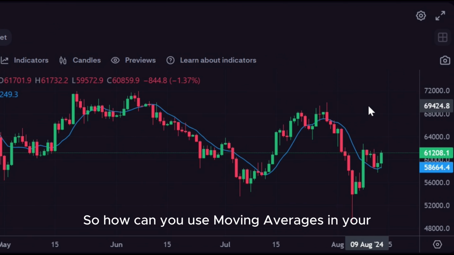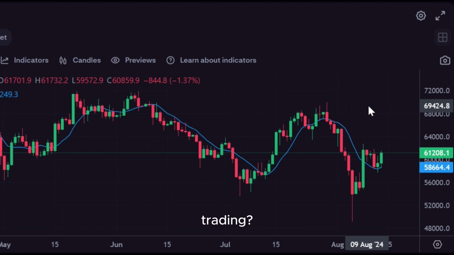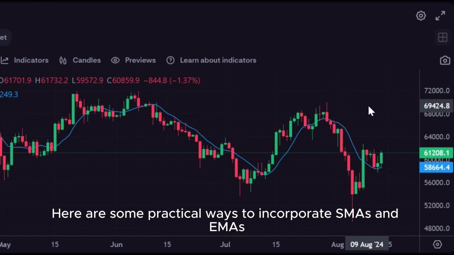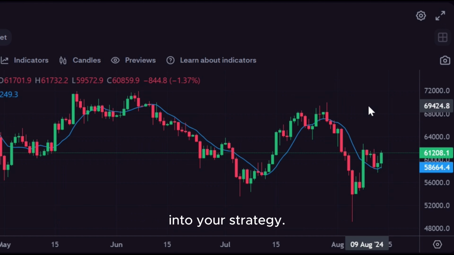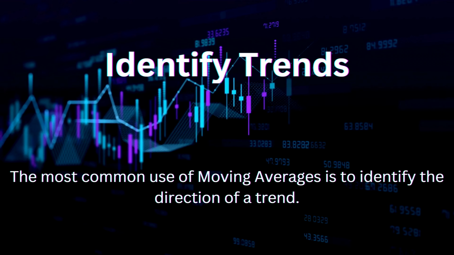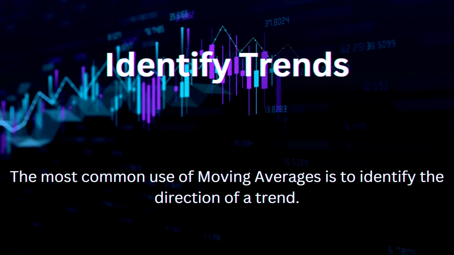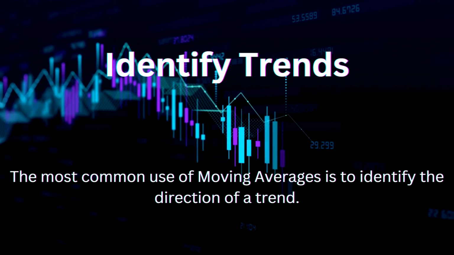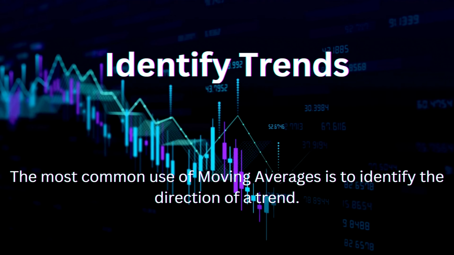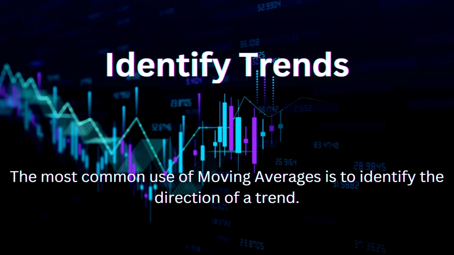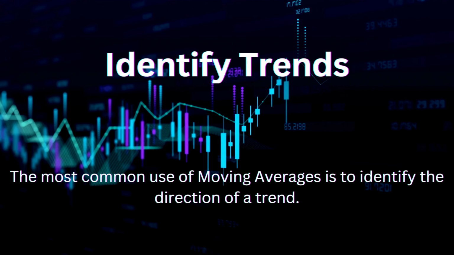So, how can you use moving averages in your trading? Here are some practical ways to incorporate SMAs and EMAs into your strategy. First, you can identify trends. The most common use of moving averages is to identify the direction of a trend. If the price is above the moving average, it suggests an uptrend. If the price is below the moving average, it suggests a downtrend.